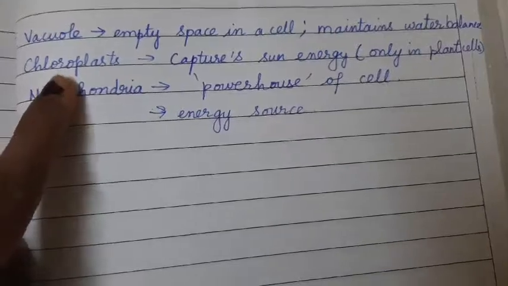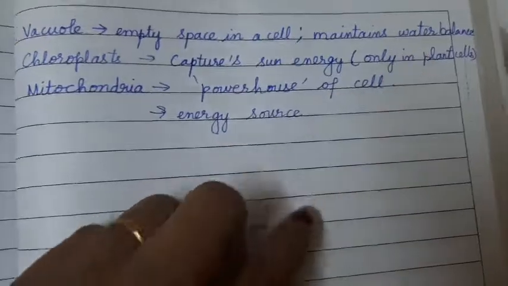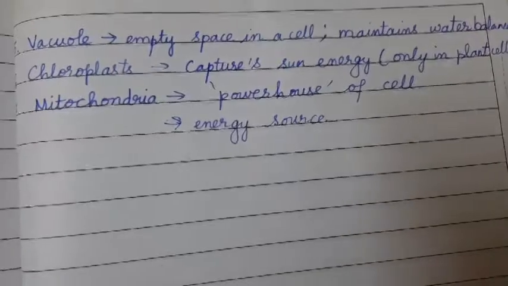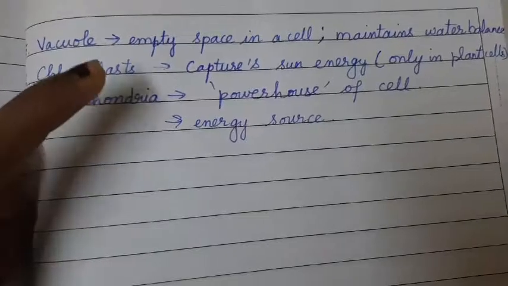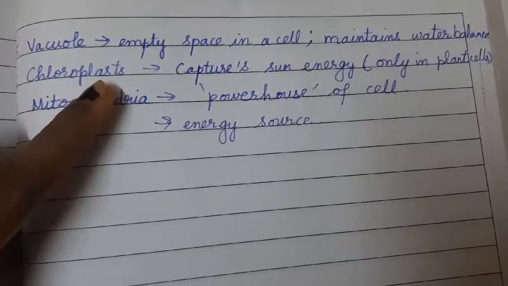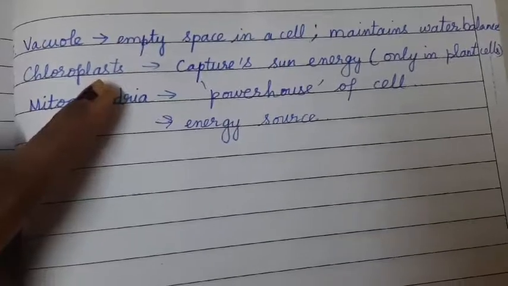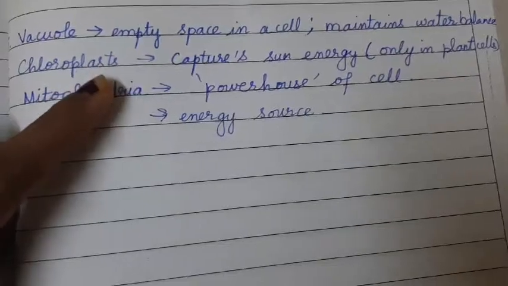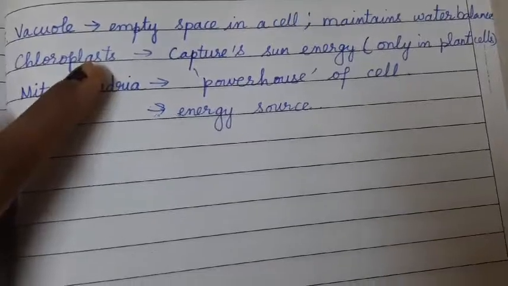Next is chloroplast. Chloroplast captures the sun's energy. This is present only in plant cells. You have already learned in lower classes, in the process of photosynthesis, that plant leaves have chloroplast. So chloroplasts are nothing but organelles inside the plant cell. They are responsible for receiving the sun's energy in the process of photosynthesis to prepare food. Animals will not have chloroplast because we cannot prepare our own food. Only plants prepare their own food, so only plants will have chloroplast.